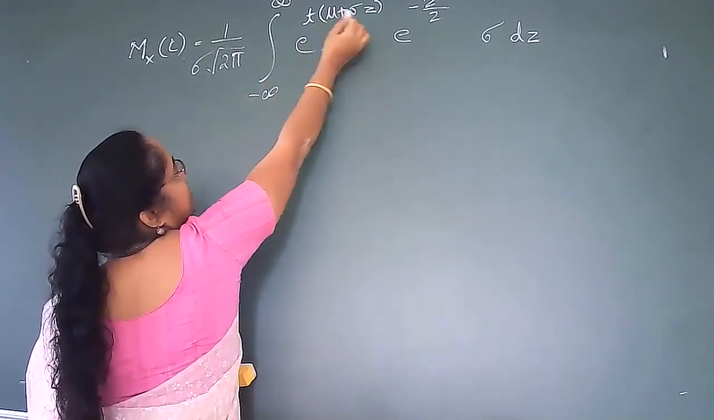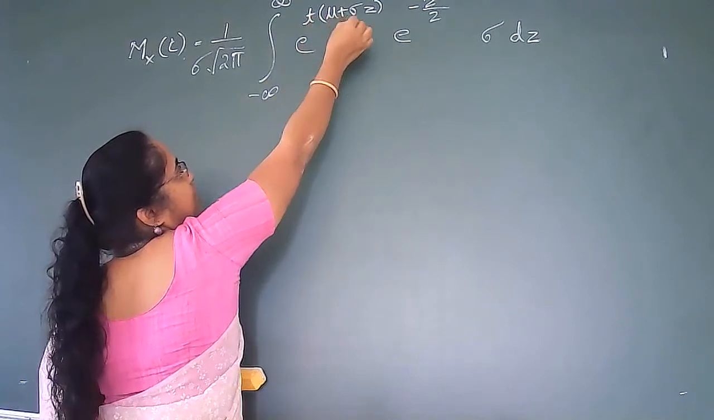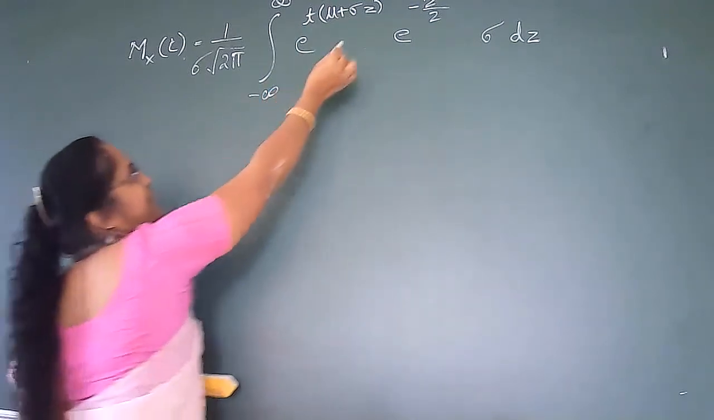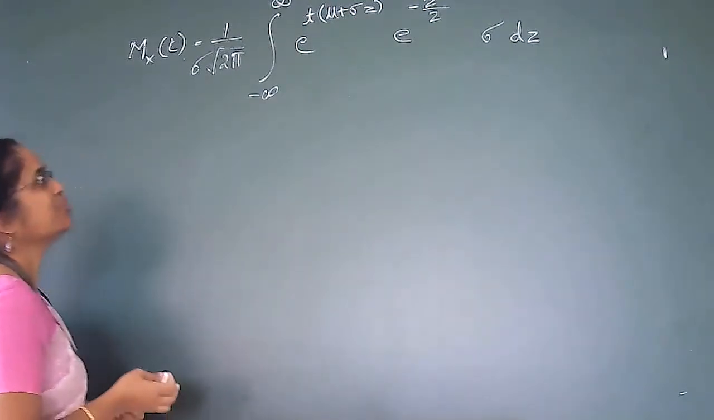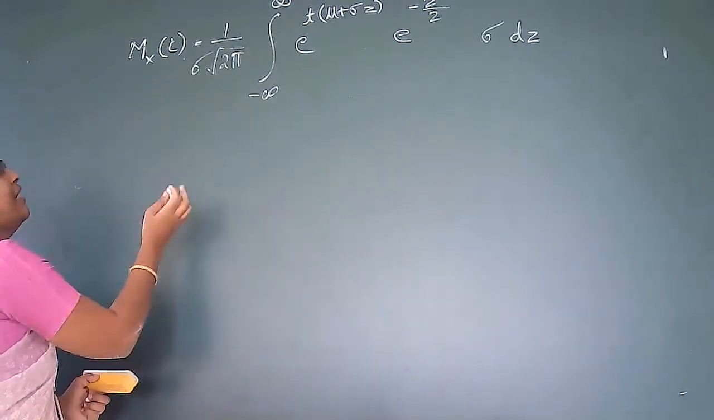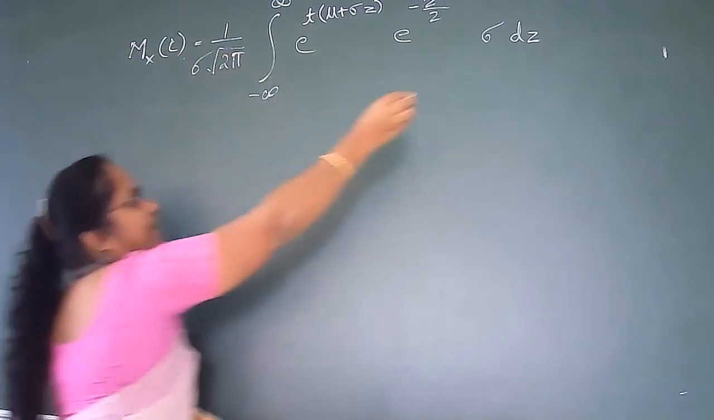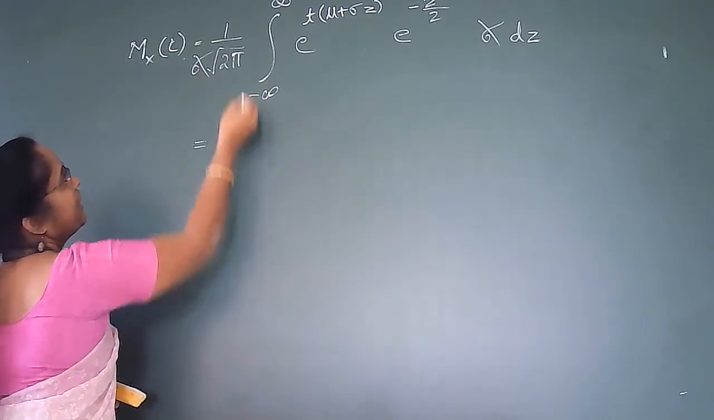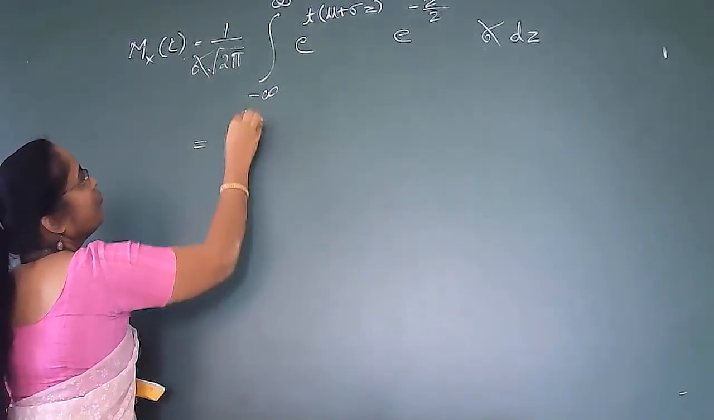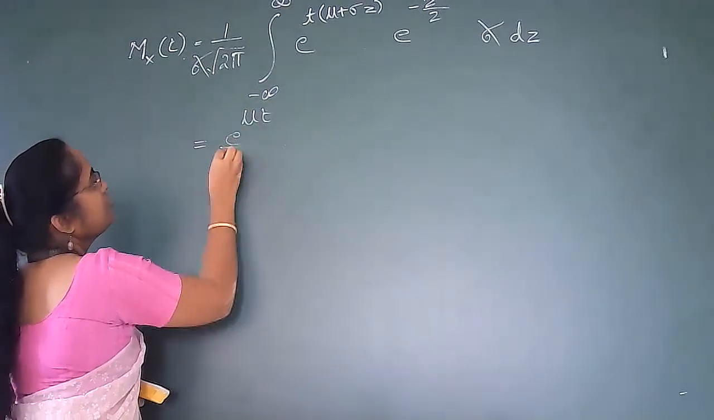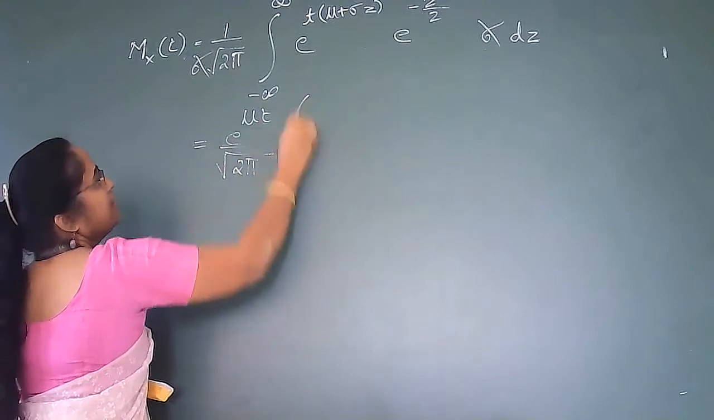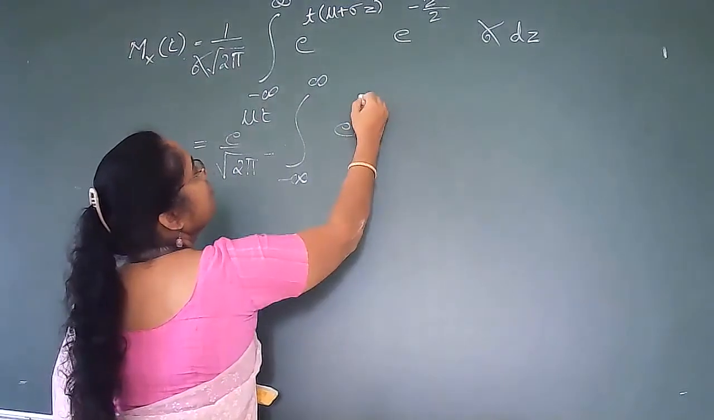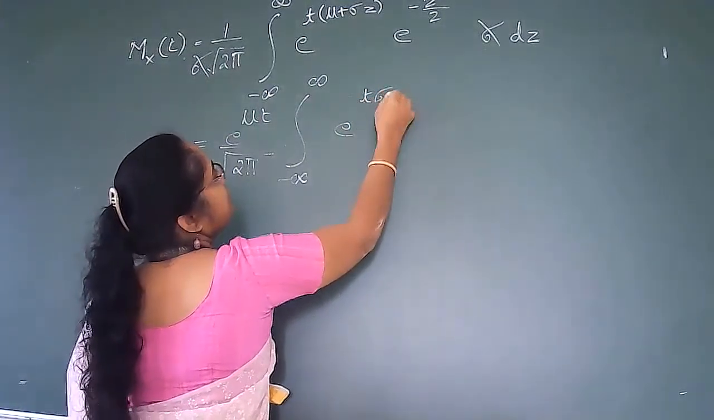I have e raised to tx, e raised to t(mu plus sigma z). In that, mu and t are constants. The variable out here is z. It is z that is moving from minus infinity to plus infinity. I can take that outside the integral. Also, I have a sigma here and a sigma here. They will be cancelled. So what am I left with? I am left with e raised to mu t upon square root of 2 pi, the integration from minus infinity to plus infinity of e raised to t sigma z.